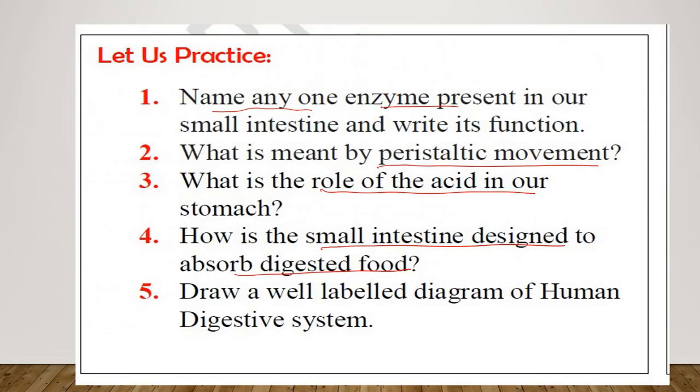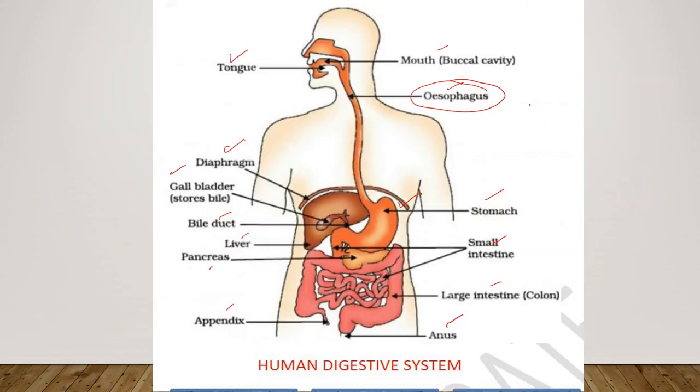Now coming to your question number 5, draw a well-labeled diagram of the human digestive system. This is your diagram. So this is your answer number 5. So children, this was your worksheet.